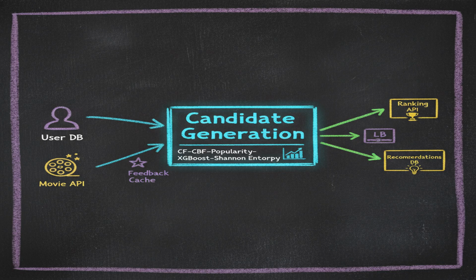A potential failure scenario is a sudden surge in new items, which can degrade the performance of the ranking model. We can mitigate this by regularly retraining the model with the latest data.